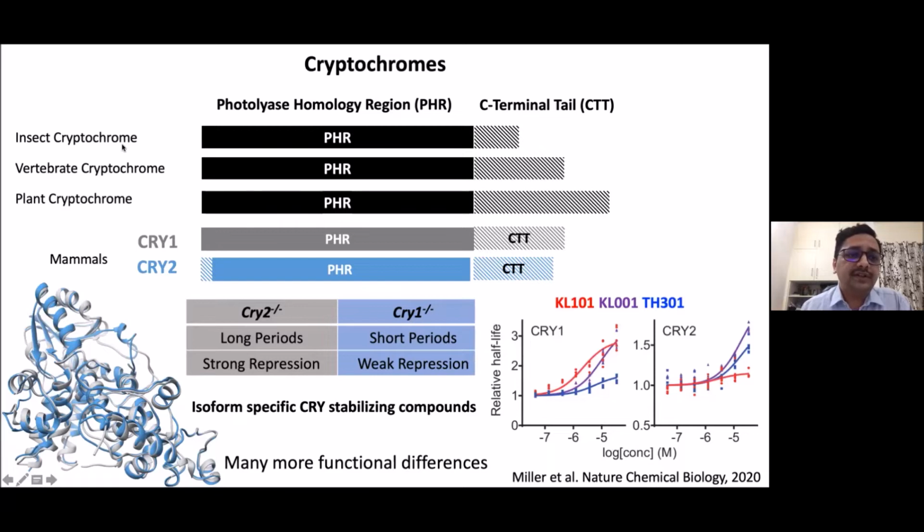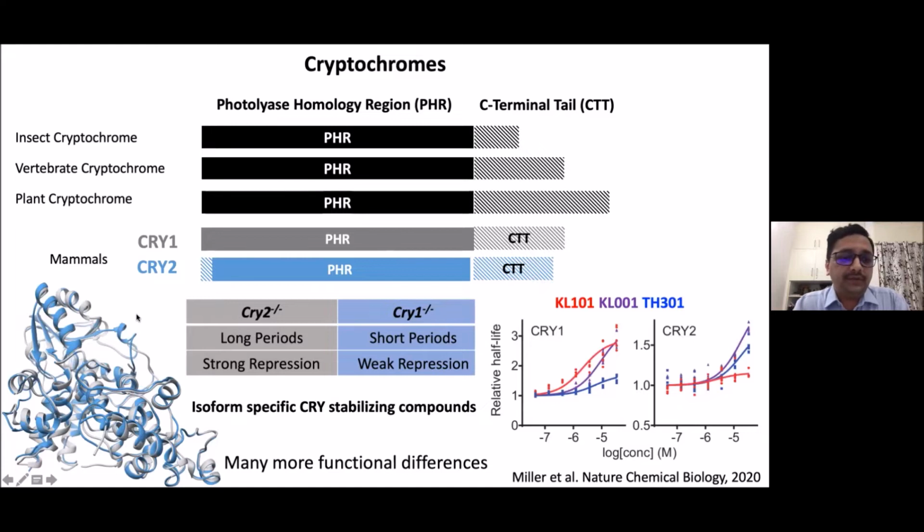And across different organisms, one part of this molecule of cryptochrome has remained more or less conserved in terms of sequence as well as structure. And there is another part to this particular molecule, which is a C-terminal domain or C-terminal tail, which shows considerable variation across different species.